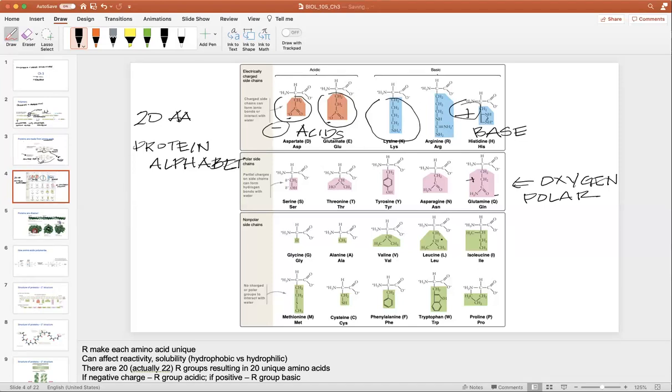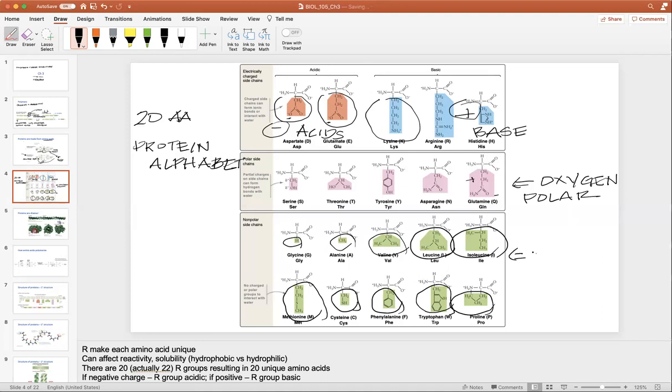Now let's look at these guys down here in the green. Do you see all of these green R groups don't have a positive on them, they don't have a negative on them, and they don't have an oxygen. As a matter of fact, what you see a lot of here is just carbon and hydrogen, okay? What that means is that the charge on these R groups is going to be neutral, okay?